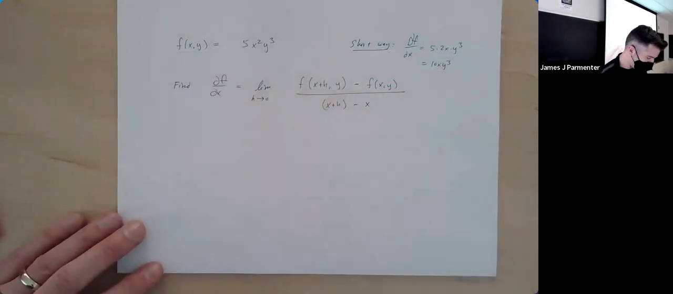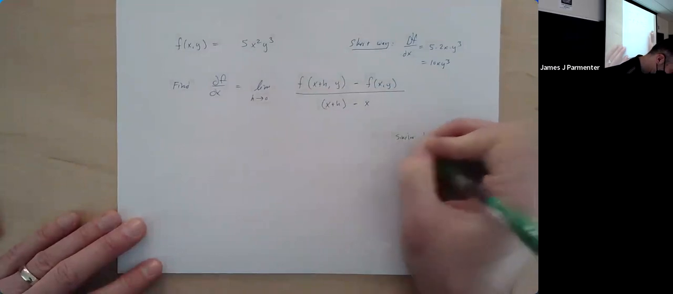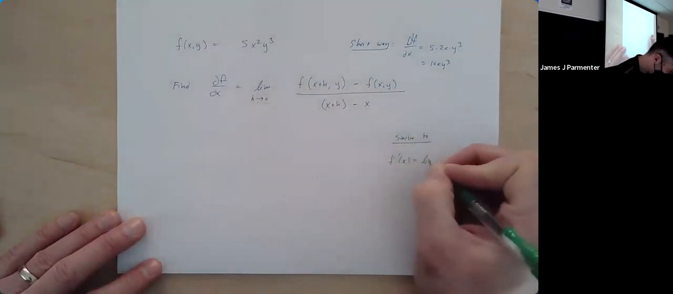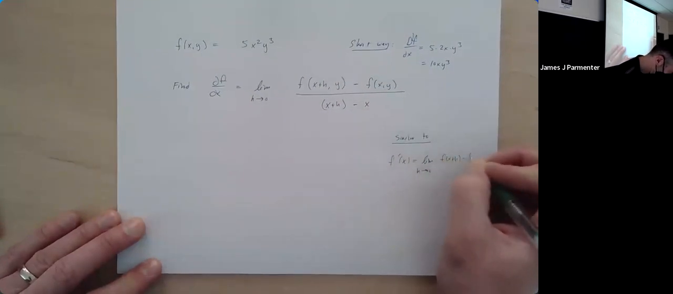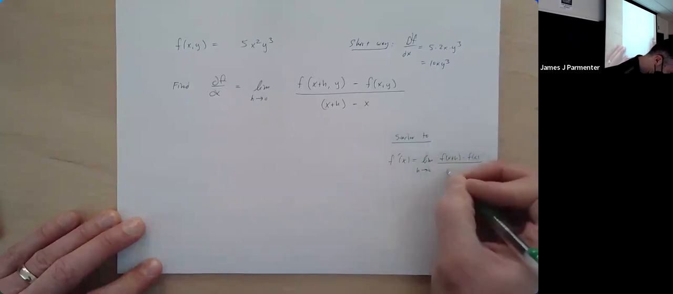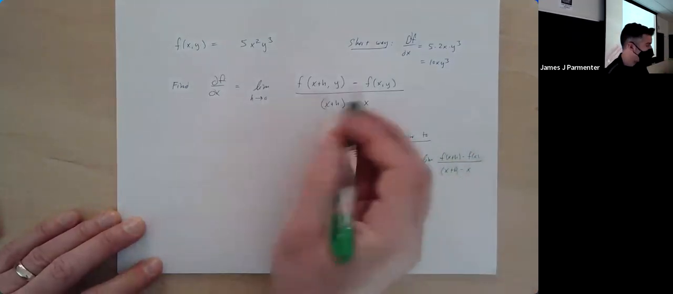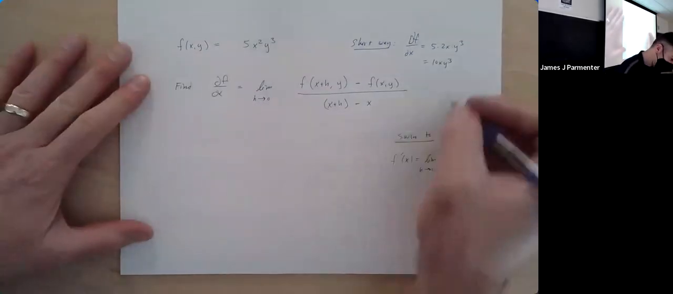So this is similar to when we were trying to find f prime of x, and we did the limit as h goes to 0 of f of x plus h minus f of x all over x plus h minus x. Same idea, we just have a function of two variables now. Okay, so we're actually going to write this out.